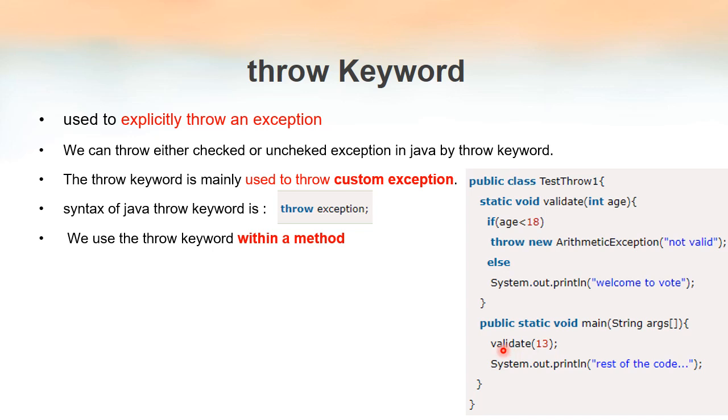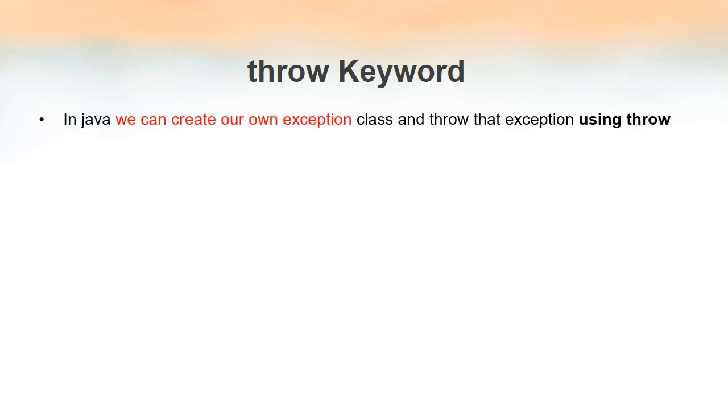So when we call this method validate, this is the method call statement, we are giving 13 as the input to that method. So the value of the age variable will be 13. When we check this if statement, 13 is less than 18, so the condition is true. So in that situation we are throwing an exception. Since this line is throwing an exception, the program will terminate because we have not written the try catch block to handle it.